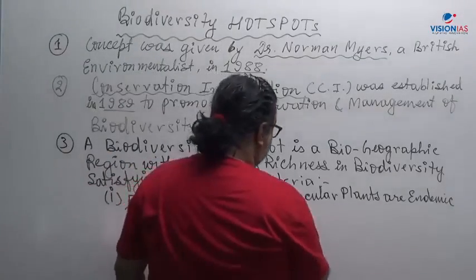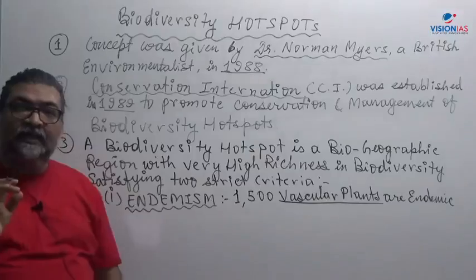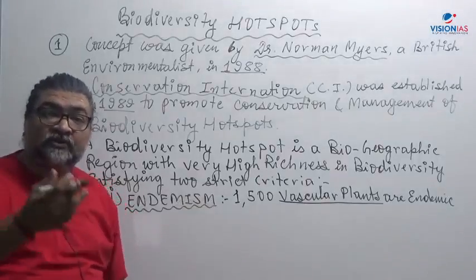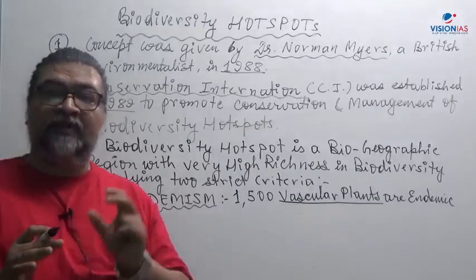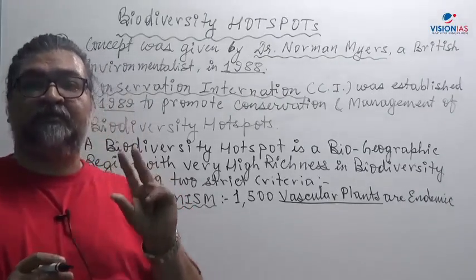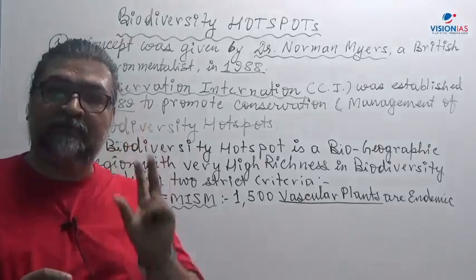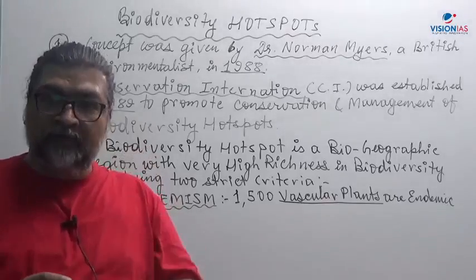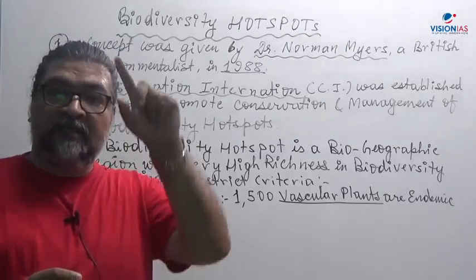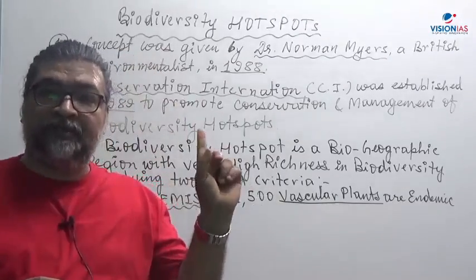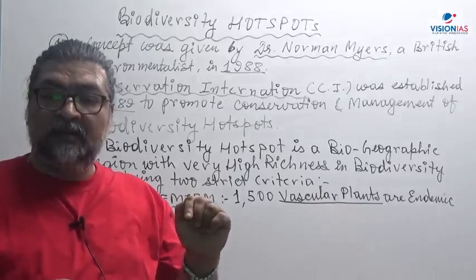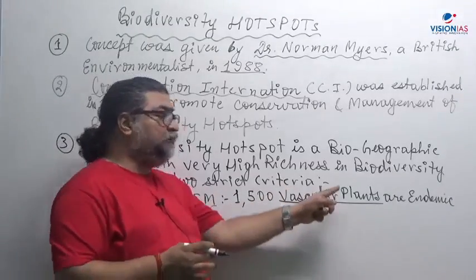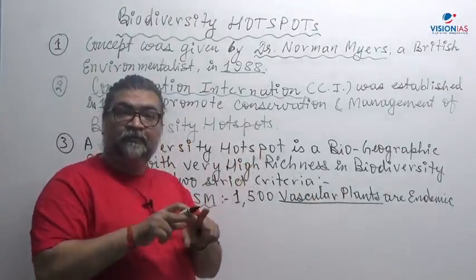Now here, what is vascular? The criteria is based on the plants because they are the producers of the ecosystem. What do you mean by vascular plant? Vascular plants are those plants which have got a root and stem system. They have well developed xylem and phloem, conductive tissues, called vascular tissues. Xylem conducts water with minerals from the soil, the root system. Phloem carries the food which is prepared, and it gets translocated. So I am talking about plants here. Minimum 1500 vascular plants are endemic, only found in that area, nowhere else.